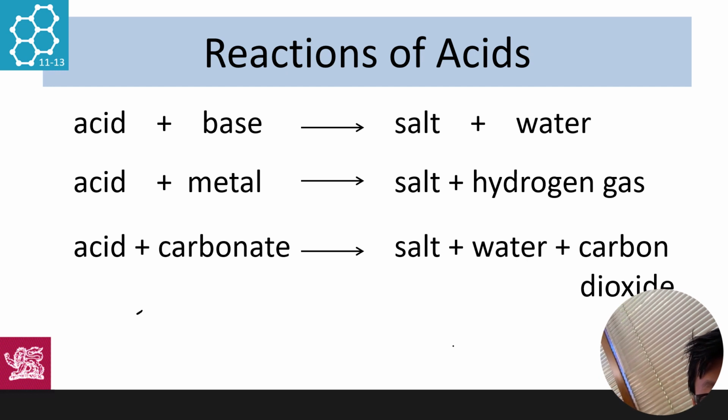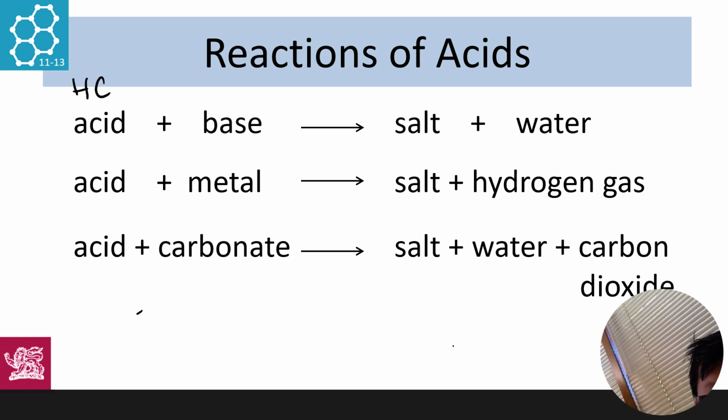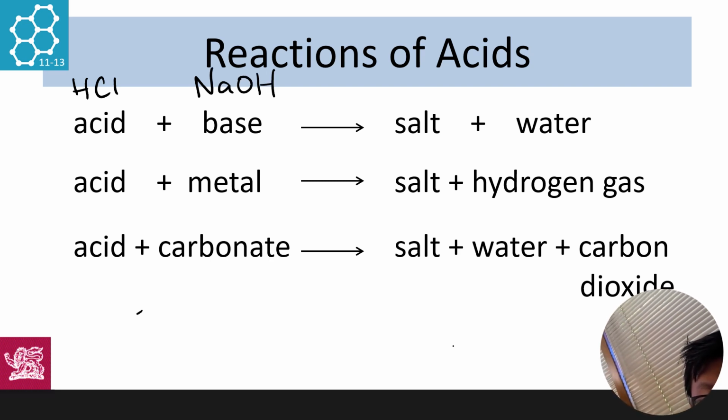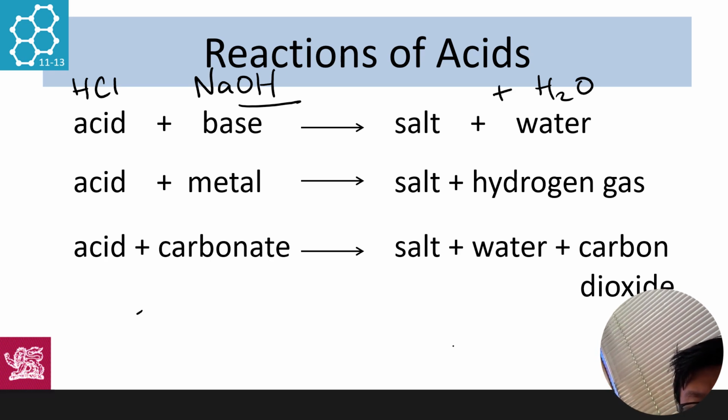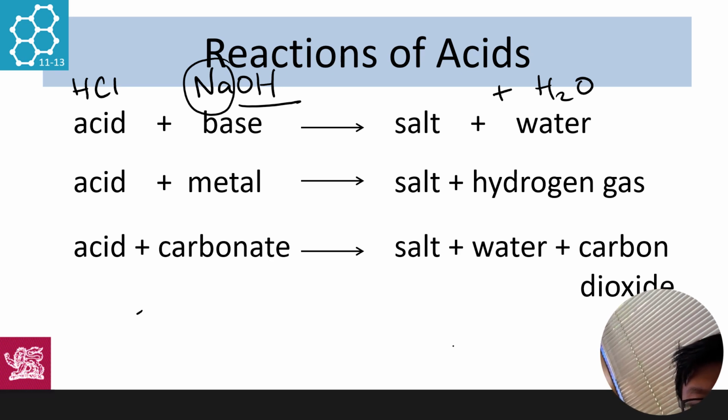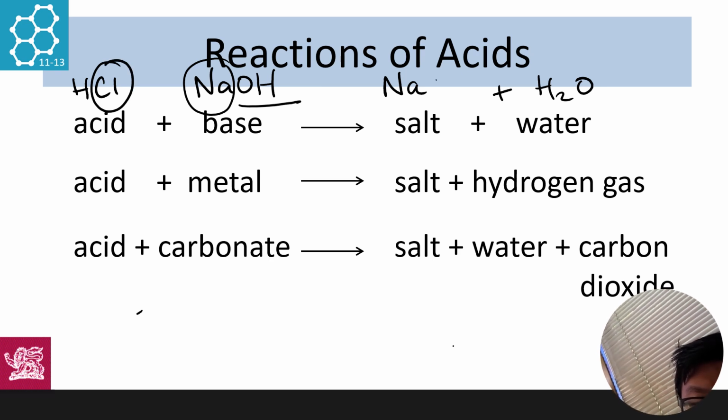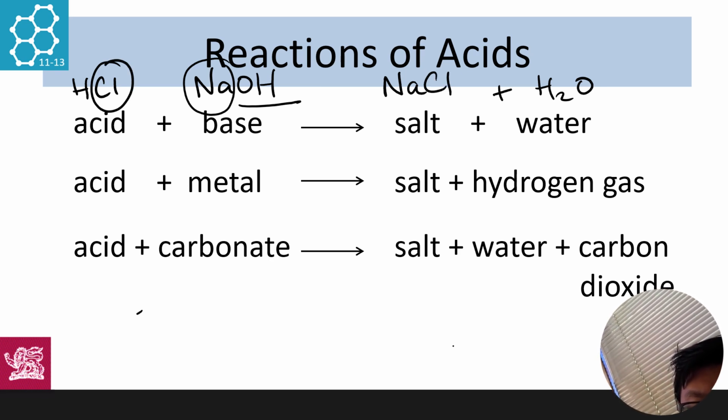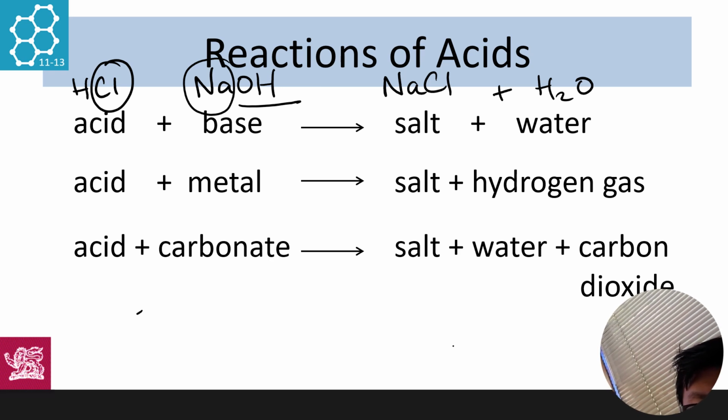Anyway, an acid like HCl, a common base, sodium hydroxide. How do I know it's a base? A good clue is that it's got a hydroxide ion. So we know it forms water. The salt comes from the metal bit and the bit that's not the protons from the acid. I'm not balancing these equations, so don't worry about that. Acid, metal, salt, and hydrogen gas.